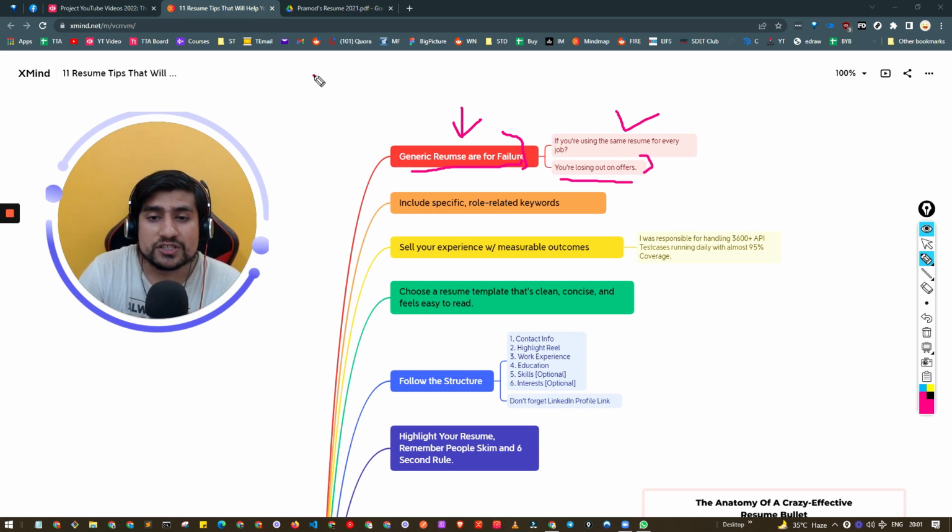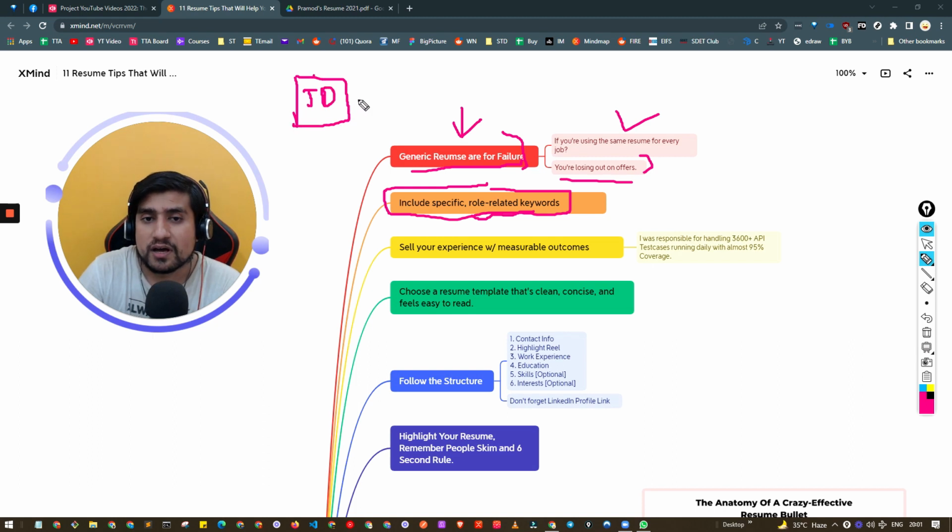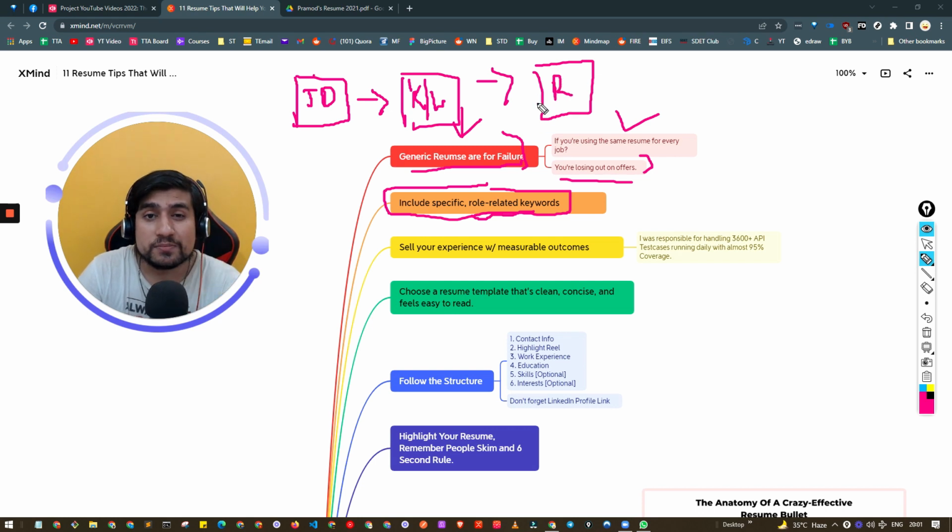Instead, tip number two: you have to find the important keywords. Pay attention to this process. You have to see the JD, which is the job description, and then find what are called keywords, KW, pardon my writing. Then you need to prepare a proper resume out of it. This is actually the correct way, and trust me, it works.